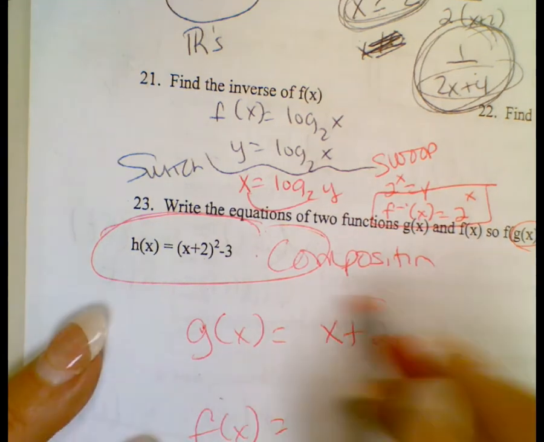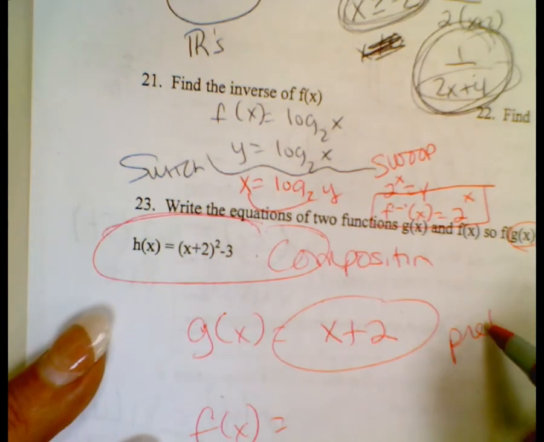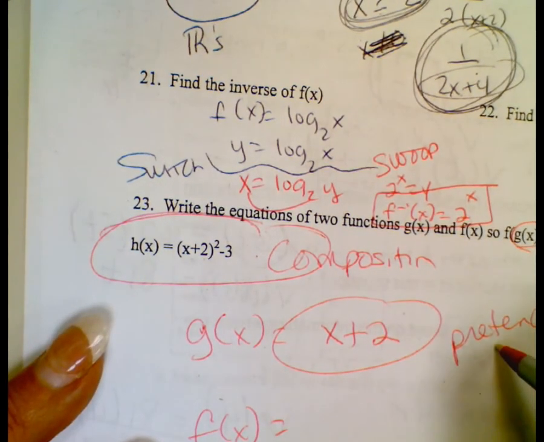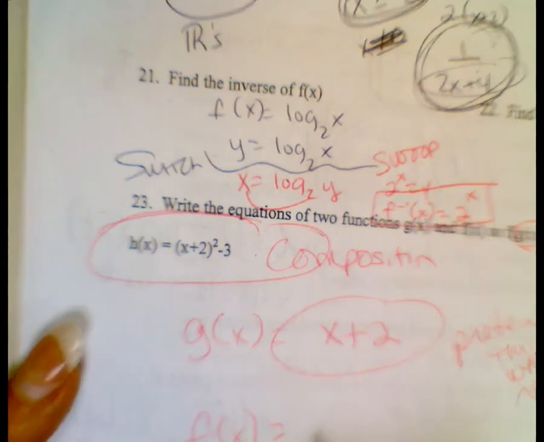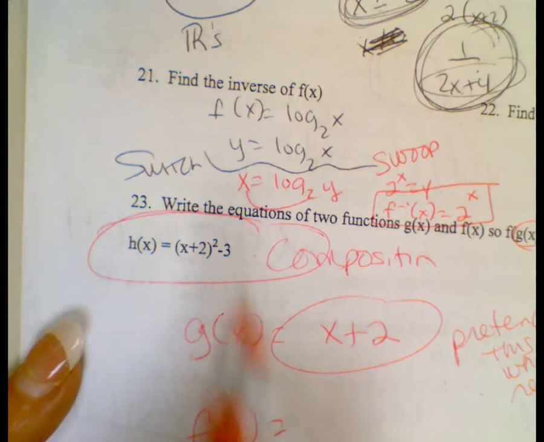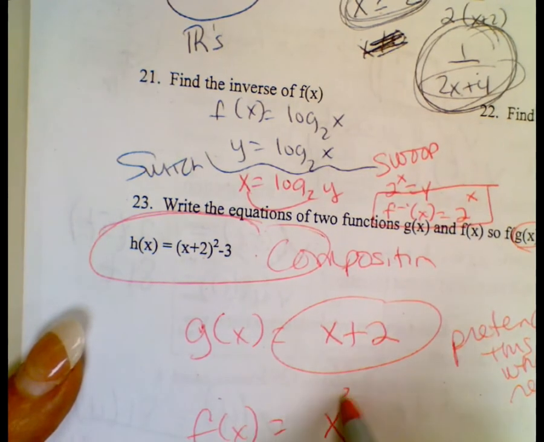Now, I want you to pretend that this whole thing is x. Pretend now that this whole thing represents x. So when you're rewriting f of x, think of x plus 2. Anytime you see x plus 2, think x. So you're going to do x squared minus 3.